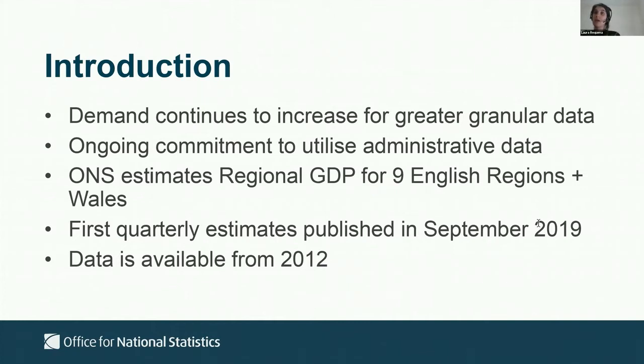And the ONS estimates regional GDP for the 9 English regions and Wales. So Northern Ireland and Scotland come up with their own estimates. And the first quarterly estimates that the ONS released were in September 2019. So we are experimental. The estimates are in their infancy, and we are working on the methodology. We are trying to develop these statistics. We publish data every quarter, and data is available from the first quarter of 2012.